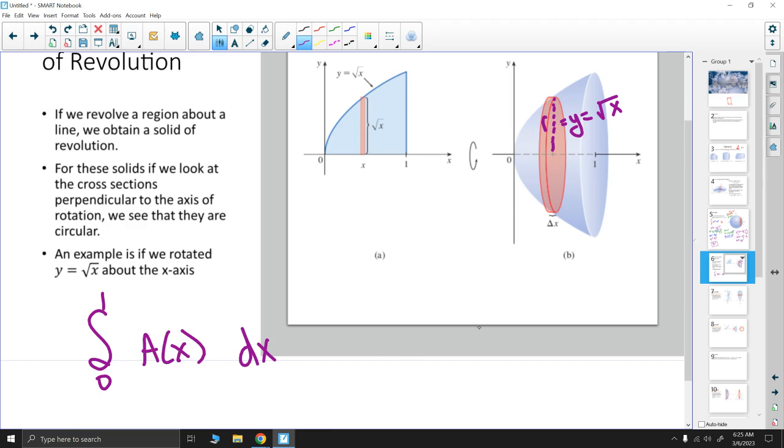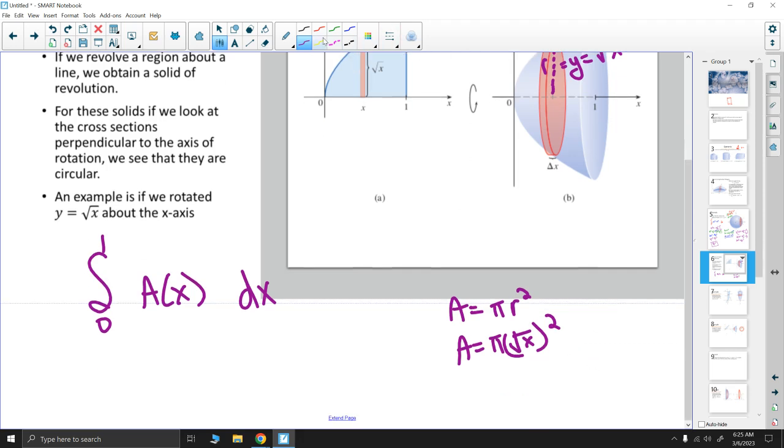The area is a circle again. Area is pi r squared, but our r is y, or square root x. So area is pi square root x squared. That means the equation of our area, in this case, is pi x. So this is what we integrate with respect to x from 0 to 1.